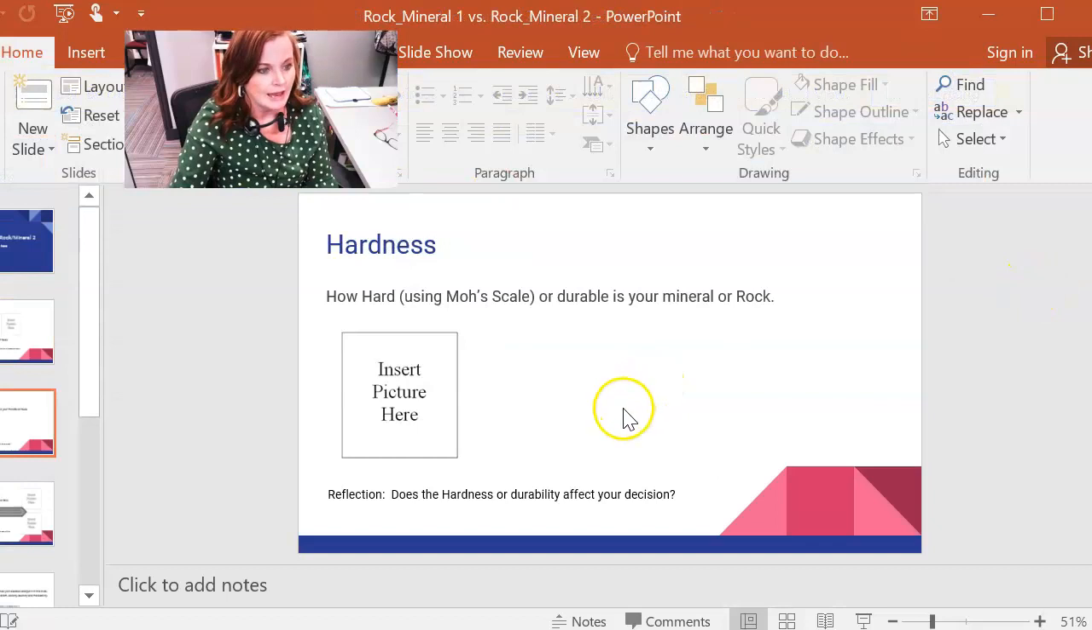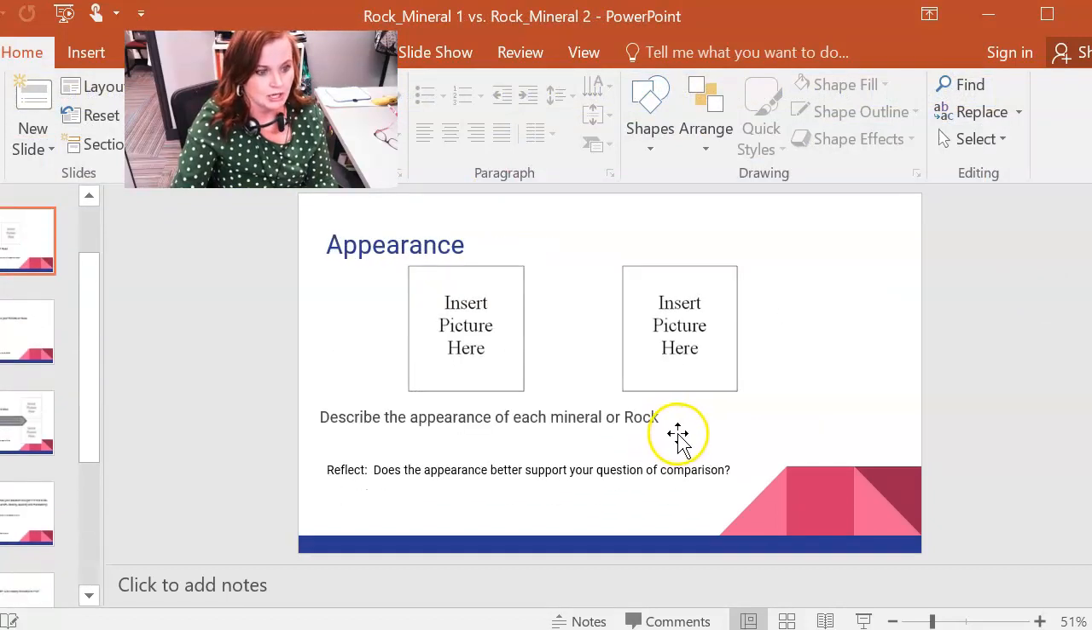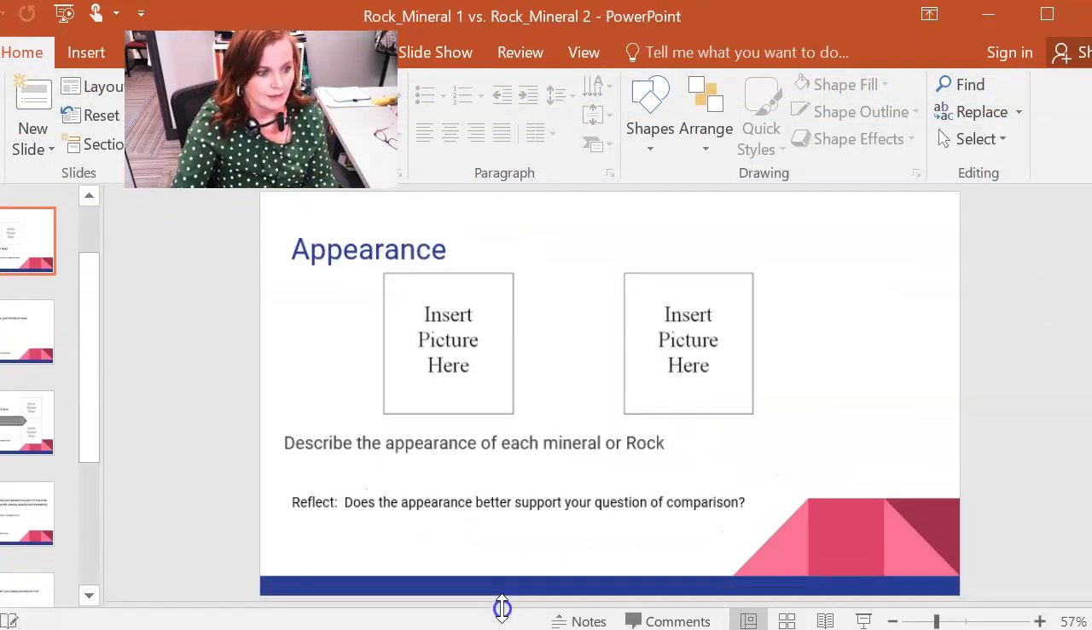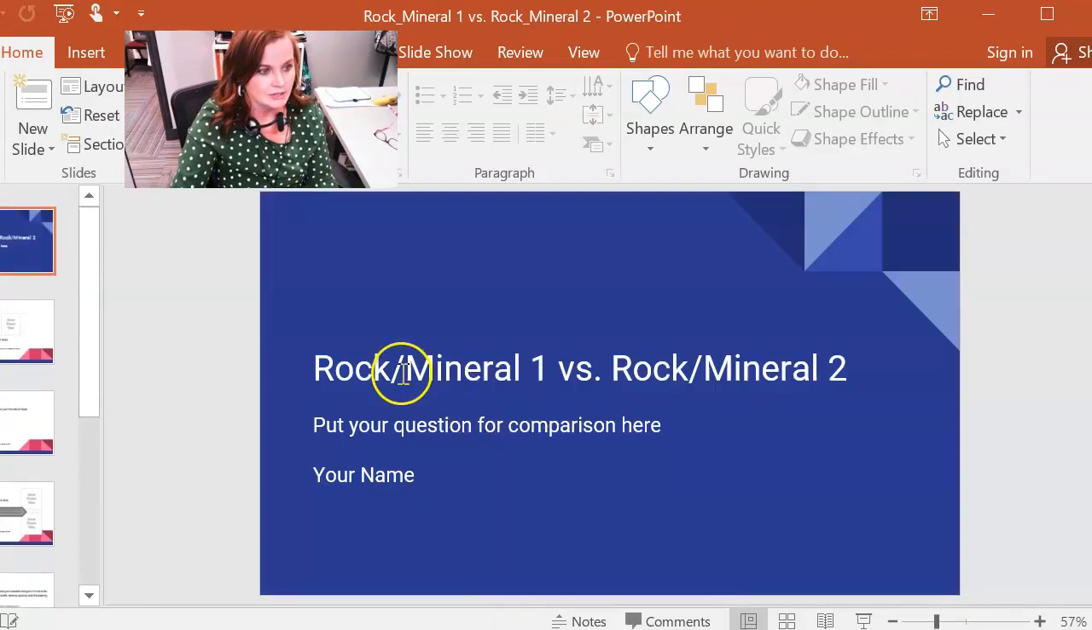I can't click. And now you can edit this, right? You can change things in here. So when I edit it, the first thing you're going to do is change the title. I have rock or mineral 1 versus rock or mineral 2. You'd put like marble versus granite. And then you have to come up with your question. This is what you're going to be looking at.